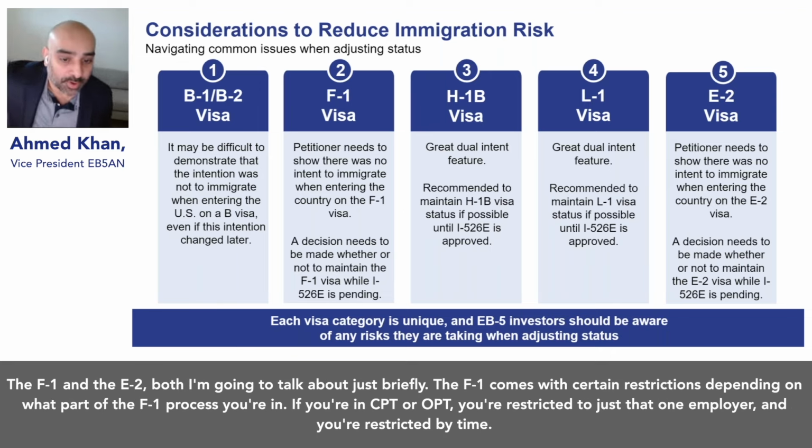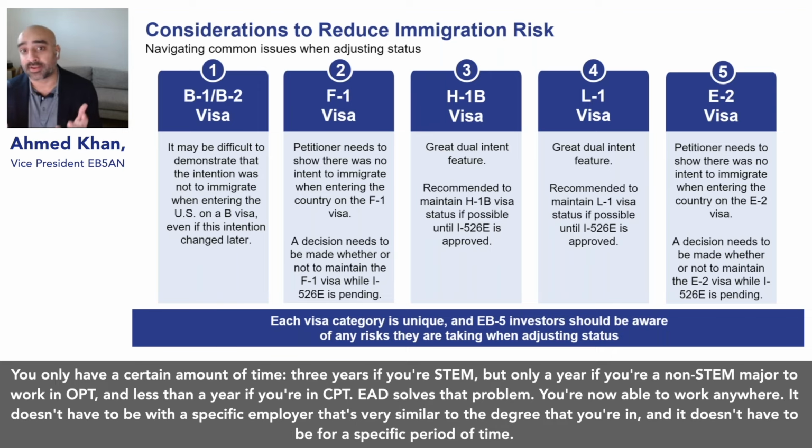The F1 and the E2, I'm going to talk about just briefly. The F1 comes with certain restrictions depending on what part of the F1 process you're in. If you're in CPT or OPT, you're restricted to just that one employer, and you're restricted by time, right? You only have a certain amount of time: 3 years if you're STEM, but only a year if you're a non-STEM major to work in OPT, and less than a year if you're in CPT. EAD solves that problem. You're now able to work anywhere, right? It doesn't have to be with a specific employer that's very similar to the degree that you're in. And it doesn't have to be for a specific period of time.